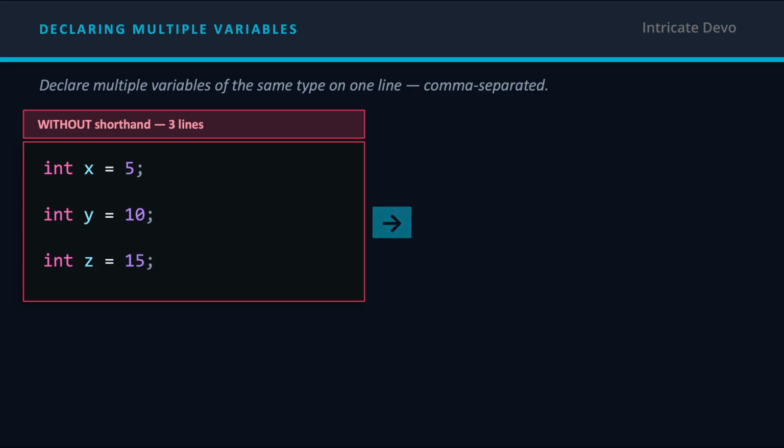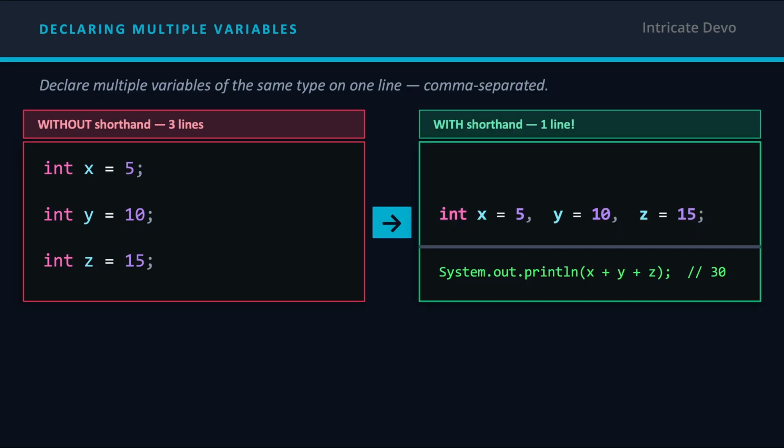With the shorthand, you write it all in one line. int x = 5, y = 10, z = 15;. You write the type just once, then each variable name followed by its value. Separate them with commas. End the whole thing with one single semicolon. When we print x plus y plus z, we get 30. 5 plus 10 plus 15 equals 30.